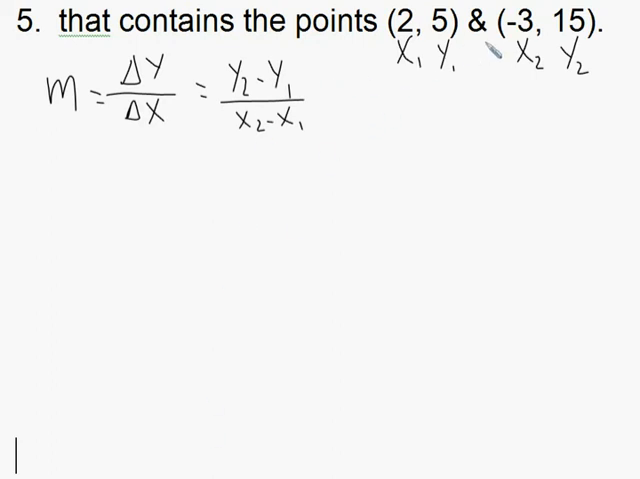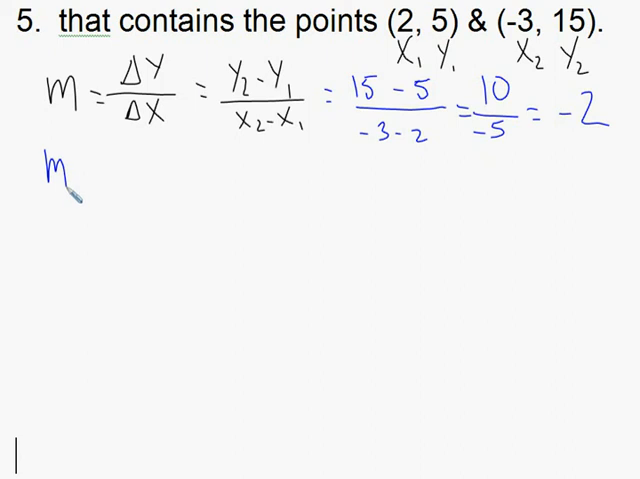So when I replace the values here with what I've labeled, I have y2, that's 15, minus y1, which is 5, over negative 3 minus 2. 15 less 5, that's 10. Negative 3 minus 2 more is negative 5. And I simplify, 10 over negative 5 is negative 2. So now I know that m, my slope, is equal to negative 2.